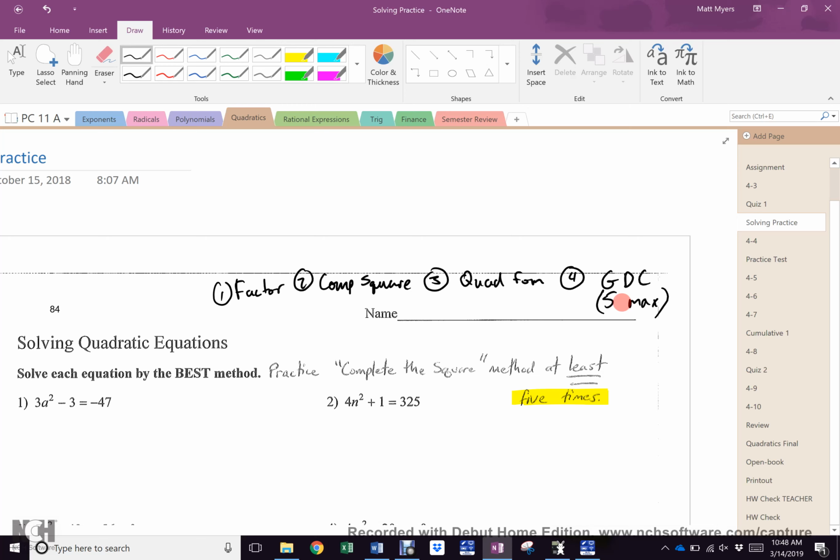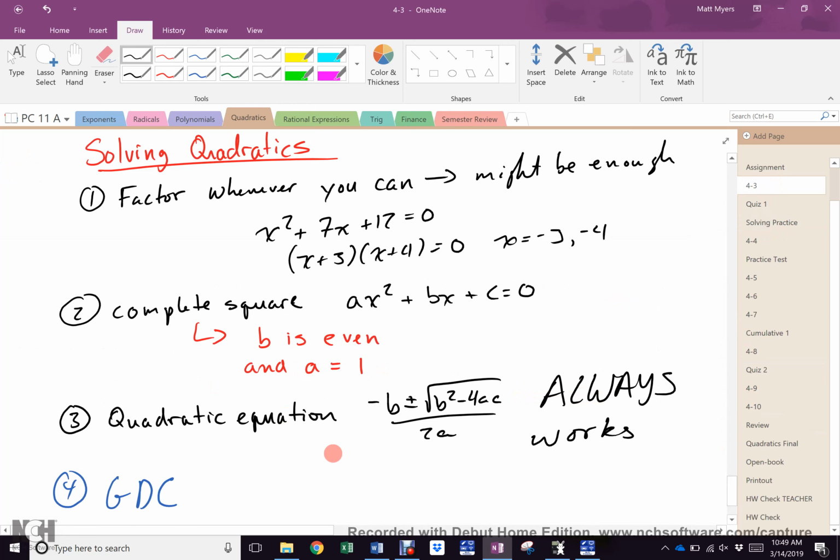Once you've hit 5 for complete the square. And on this page right here, I've told you the good times to use complete the square. When b is even and a equals 1. And any way you can get a to equal 1, even if you factor. Cool? All right. Class is over in 5 minutes. If you're done messing around with the calculators, come up, get your phone, hand them back. If you're not, keep messing around for 5 minutes.